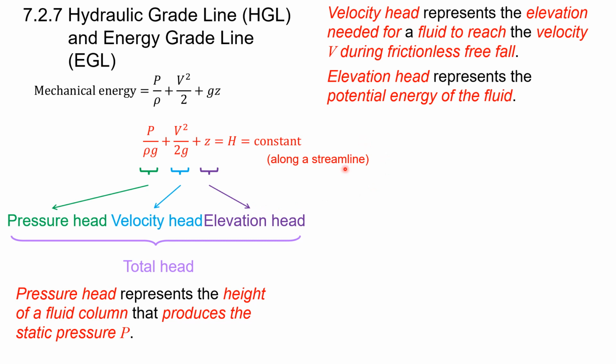Okay, so the pressure head is related to the static pressure. Velocity head is related to velocity, and elevation head is related to potential energy, the height of the system.